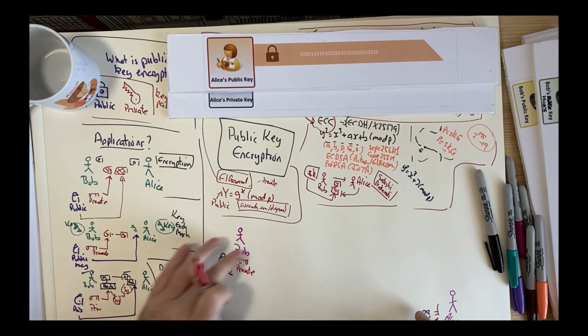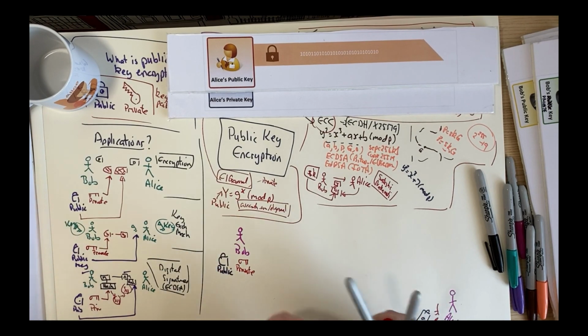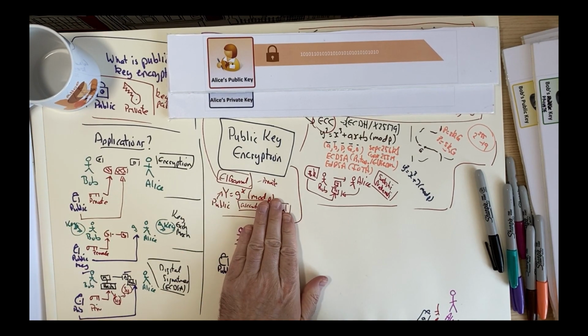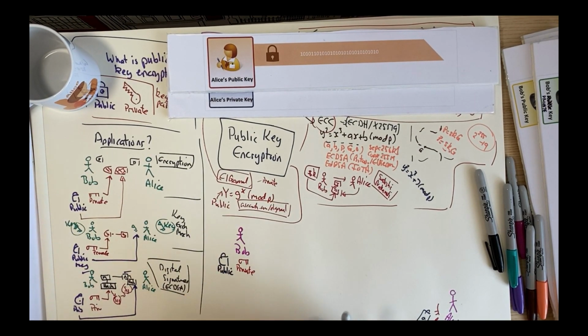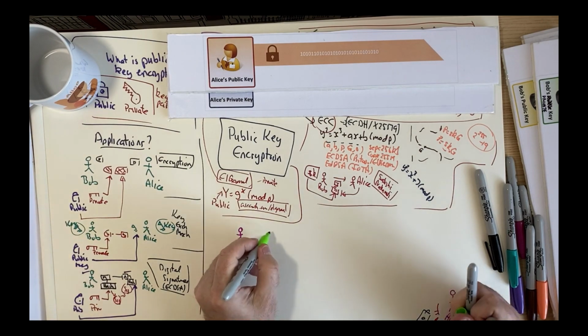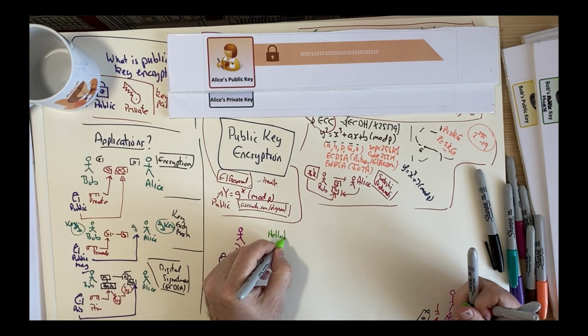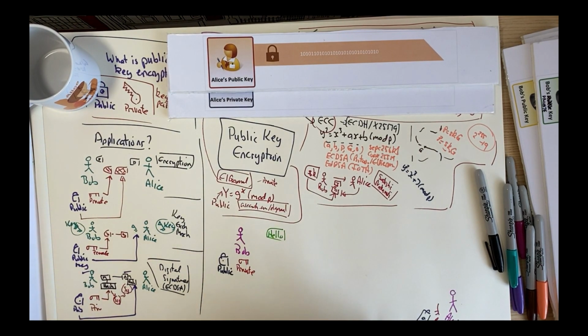Okay, they can keep these in a wallet and they can reveal them as required. The private key should never be shown, but the public key can and will be shown. So initially we'll take our message and we'll just make it the word hello.